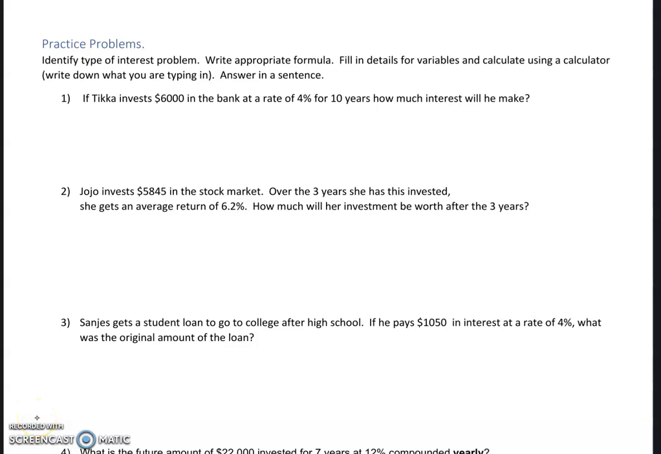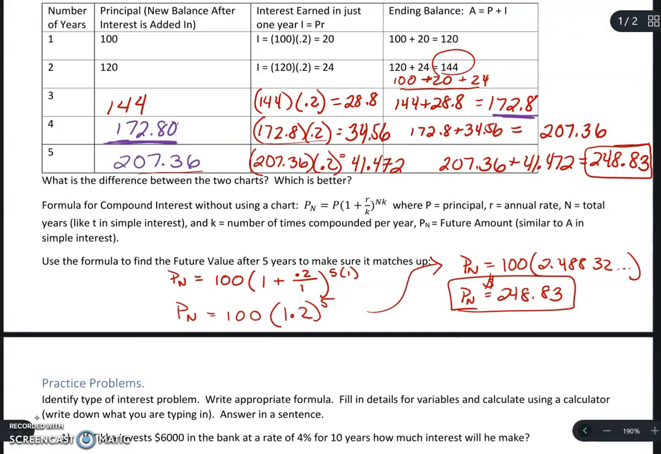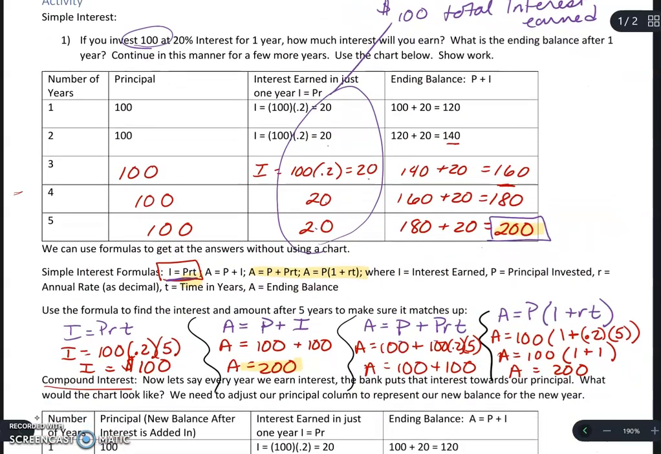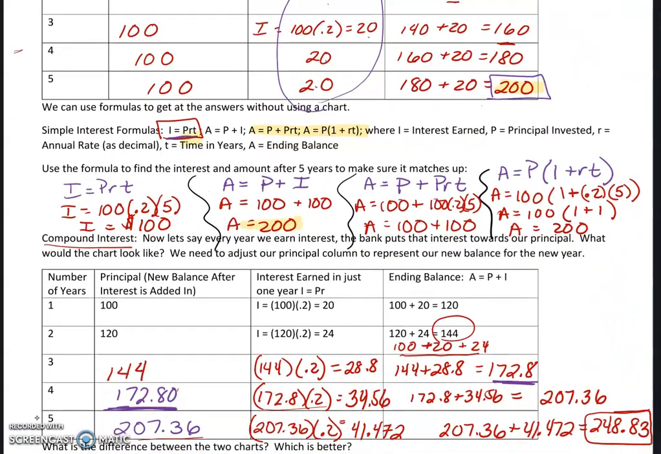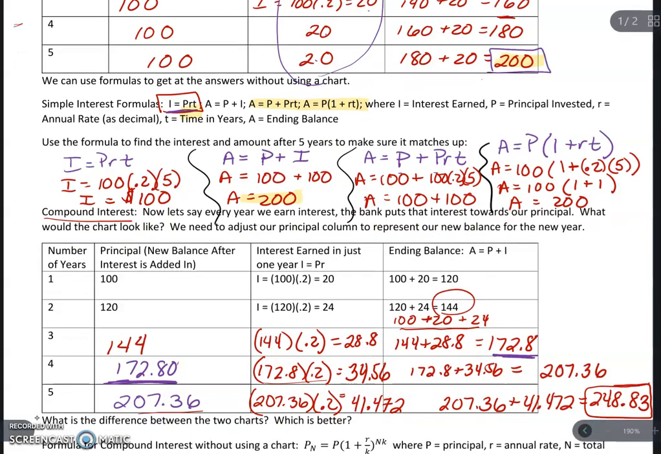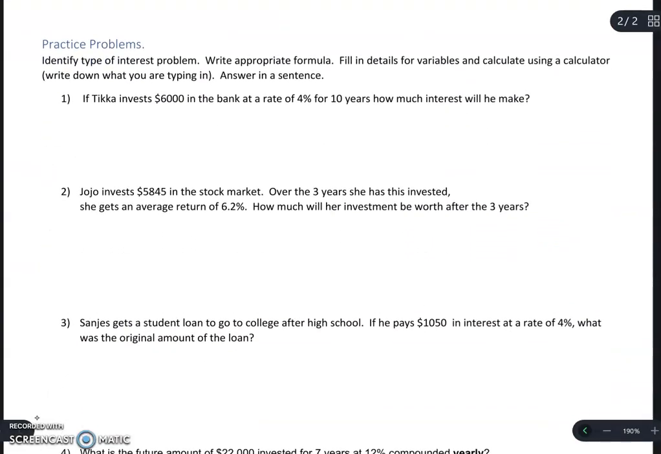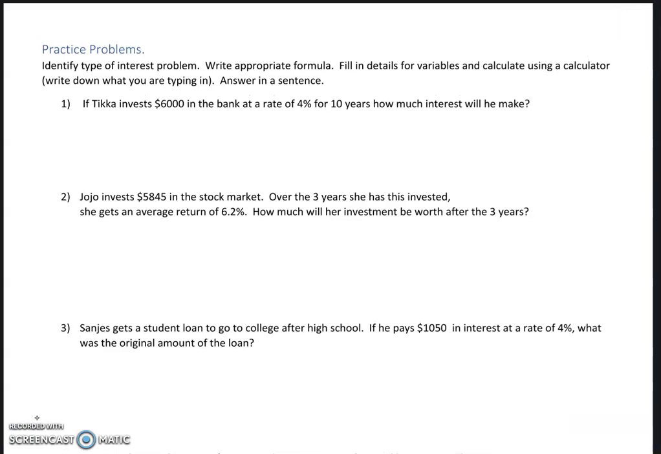In this video, we're going to do some simple and compound interest practice problems. So this comes from the earlier sheet we worked on with the tables, so you can refer back to that for the formulas if you want. It's good practice to write the formula every time. That's part of the scoring rubric when I grade as well.